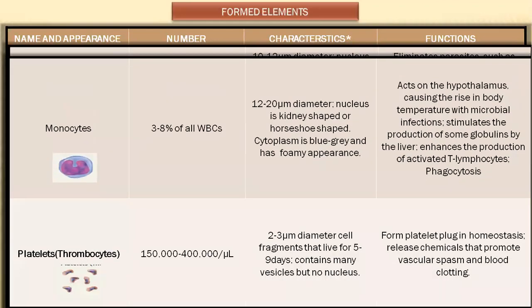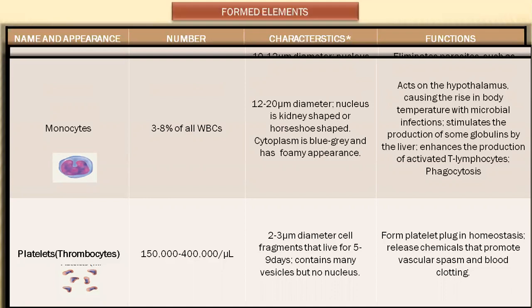The monocytes, they have a nucleus. You can see here in terms of number, between 3 to 8% of all white blood cells. Then in terms of size, they are the biggest. The monocytes are the biggest in terms of size. They're between 12 to 20 micrometers in diameter. The nucleus is kidney shaped, so you can see the nucleus, which is kidney shaped. And you have the cytoplasm, which is blue gray and has a foamy appearance. So you can see the foamy appearance of the cytoplasm.